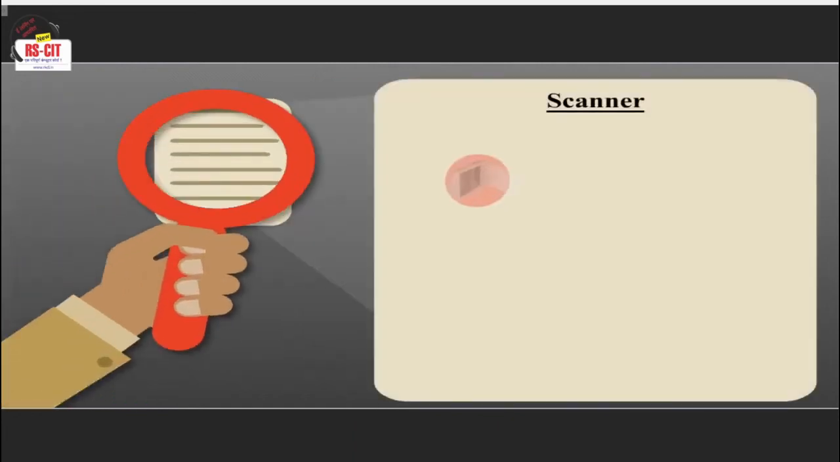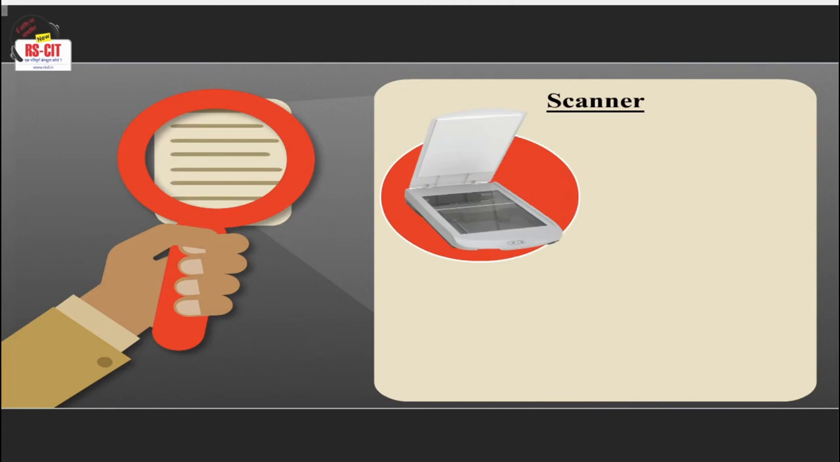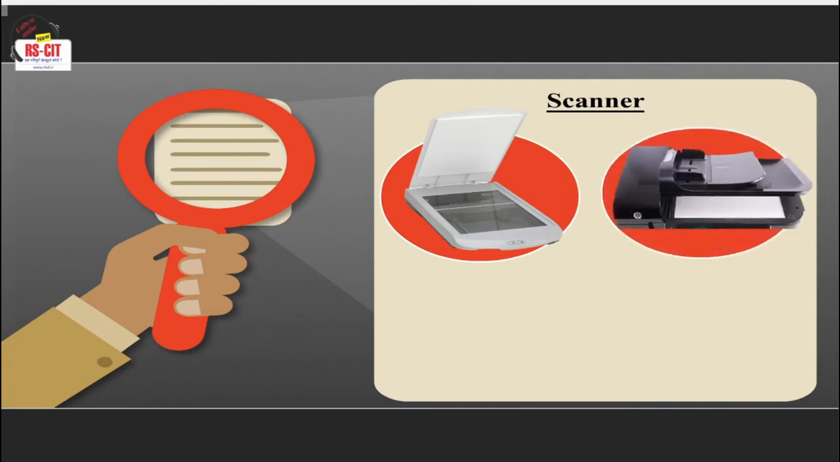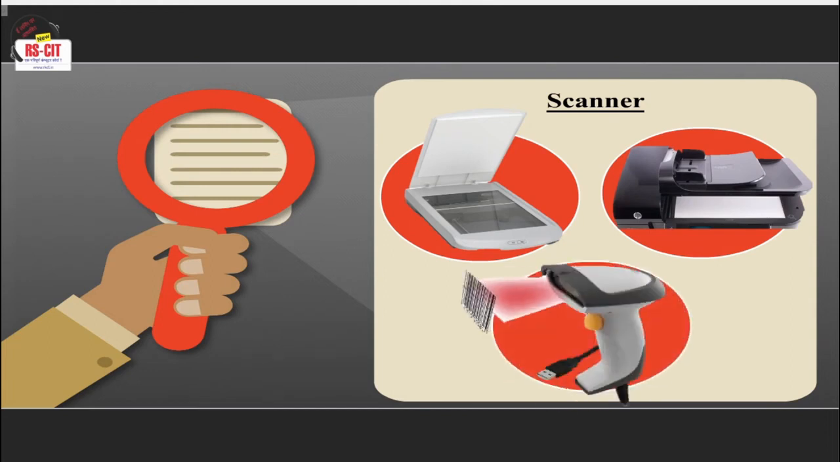Scanner is a light-sensing device that reads printed text and graphics used for image processing and converts paper documents into electronic images. Basically, there are three main types of scanner: flatbed scanner, sheet-fed scanner, and handheld scanner. Friends, let's understand the basic features of these scanners.